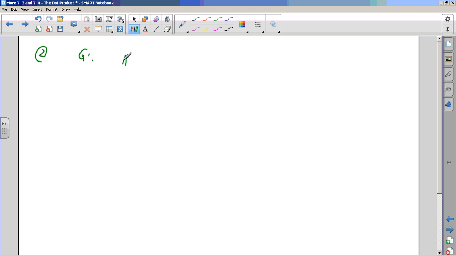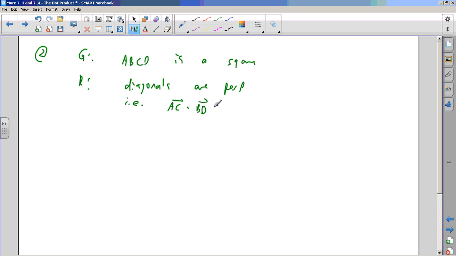So my given here is ABCD is a square. And I'm required to show that the diagonals are perpendicular, i.e., I need to show that their dot product is 0. It's almost the same argument with the details a little bit backwards, right? So my analysis solution here, I'm going to sort of consider this. I don't know that it's equal to 0, but if I can show somehow that it is, then I'm going to be very pleased with myself.